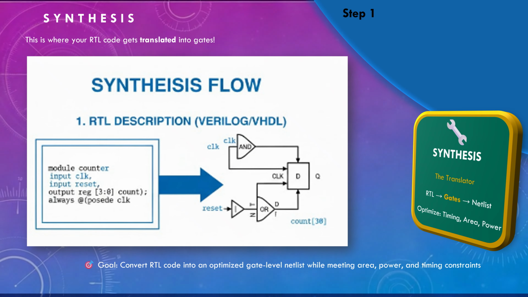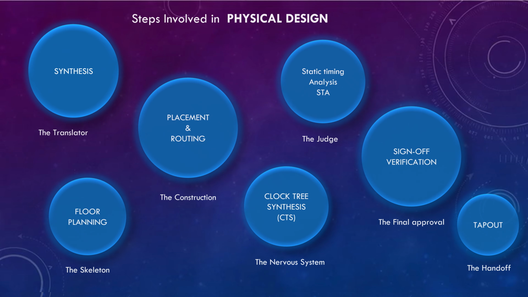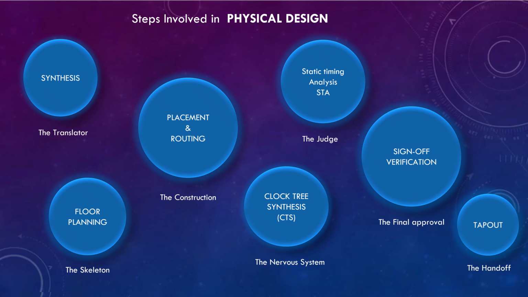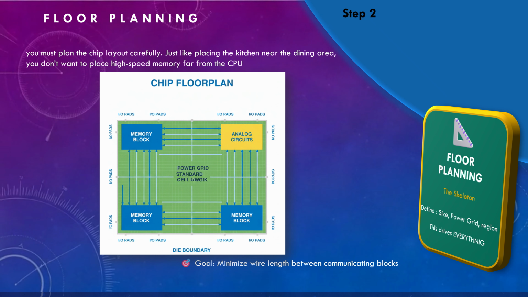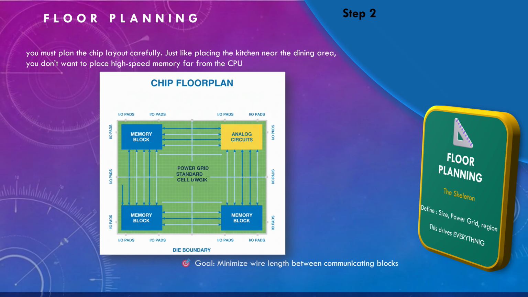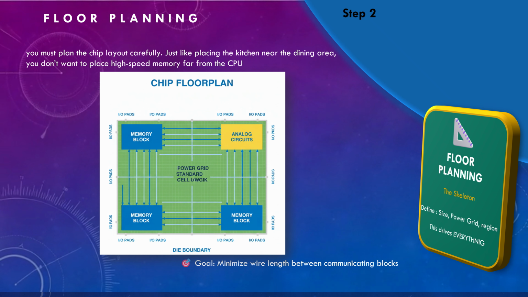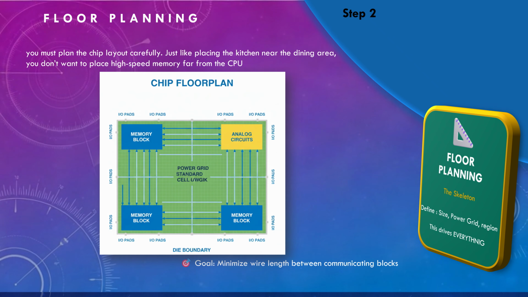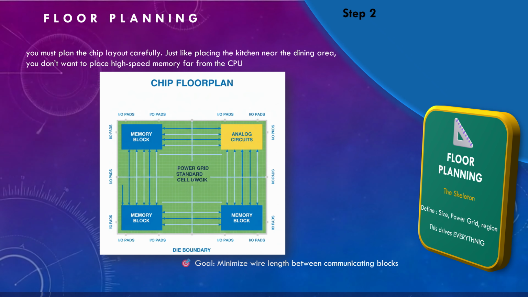Step 2, floor planning. This is the most critical step. Have a question? Why? Because the floor plan is like your chip's skeleton. Get it wrong here, everything else suffers later. But what happens in floor planning? Here, engineers decide chip dimensions, shape, size, create the power grid like electricity lines in a city, and then define regions for different blocks, RAM here, CPU there.